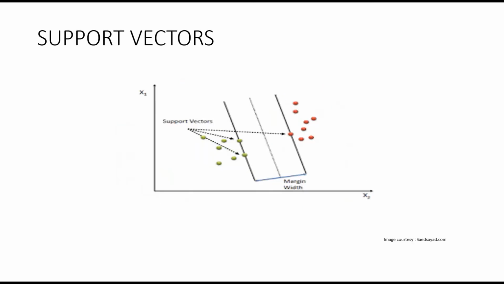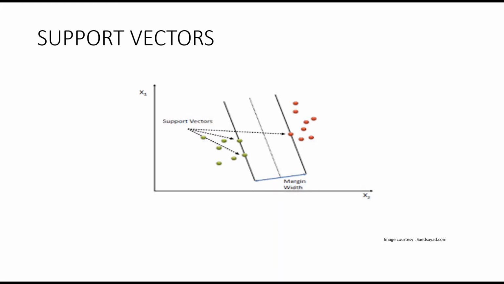If you want more clarity on these support vectors, it's marked here. Here we have shown the margin width, and you could see some data points which are coming in the margin width. We call them the support vectors.